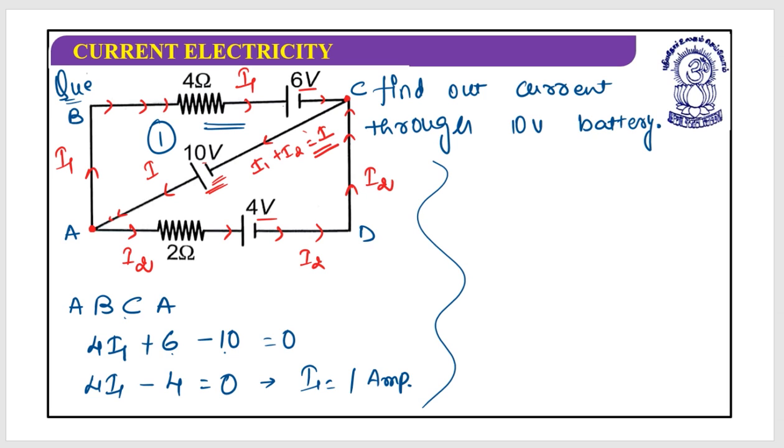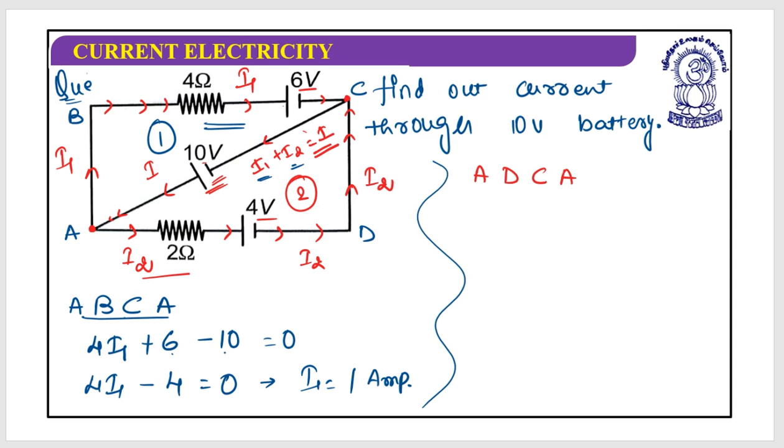Is it clear? From ABC, this is the first loop. Now I require two things, one and second. So let's write down one more loop. This is the second loop. It's A, D, C, A.